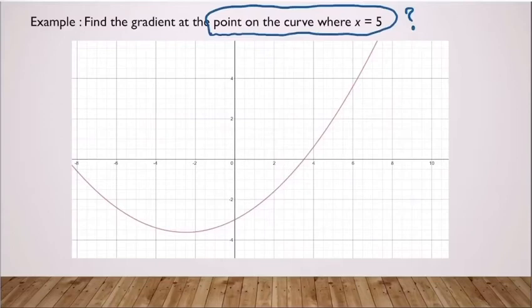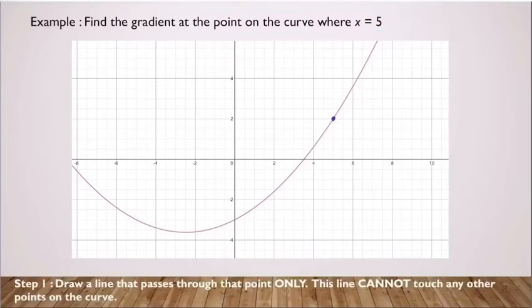If you look carefully, the 5 is there. So the point on the curve that has x equals 5 is this point. So we want to find the gradient of this point on the curve. So how do we do that?